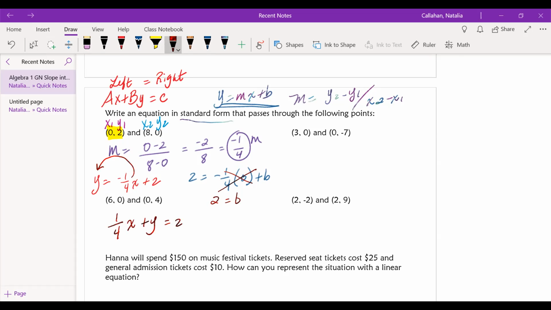Another stipulation of writing in standard form is that you cannot have a fraction. So how do I get rid of a 1 over 4? Well, I can multiply everything by 4. So my new equation is going to be: 4 and 4 cancel, so it's just going to be an x. 4 times y is 4y. 4 times 2 is 8. And that is it. This is my answer to this question right here.